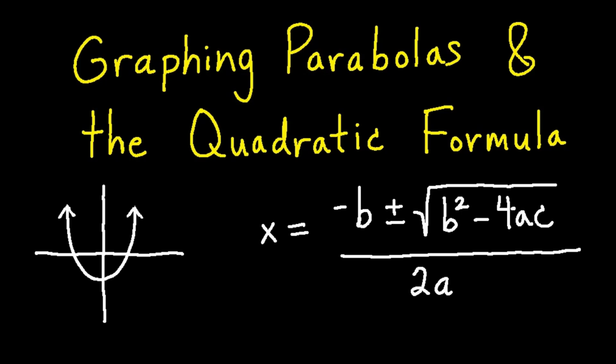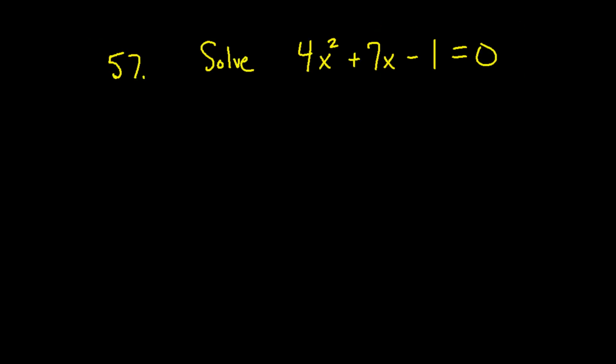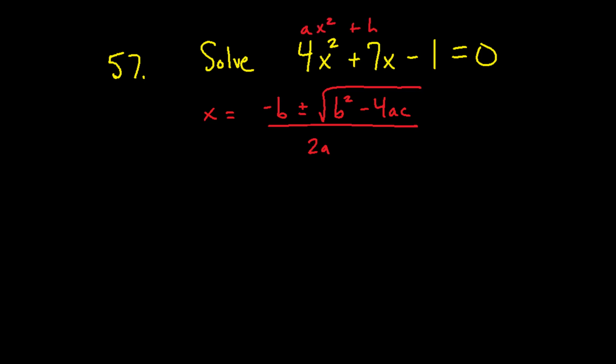Now let's get to the problems. This next problem involves simplifying in order to solve a quadratic equation. So remember, your quadratic formula is that x equals negative b plus or minus square root of b squared minus 4ac all over 2a. And they're talking about the form of a quadratic equation, ax squared plus bx plus c equals 0. So in this case, a is 4, b is 7, c is negative 1.